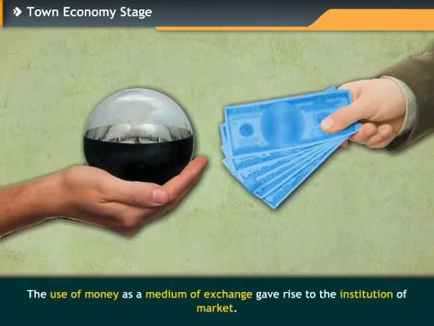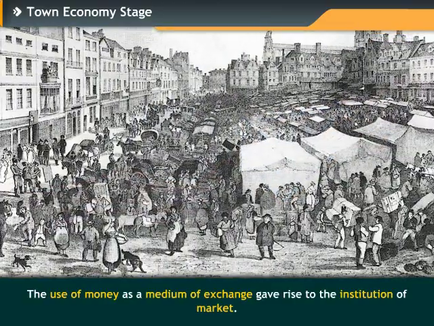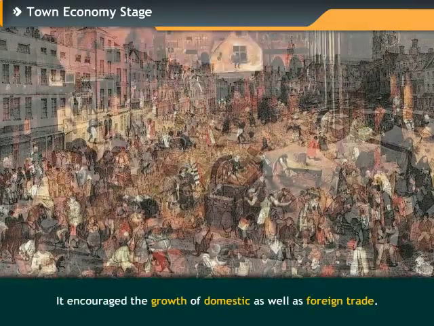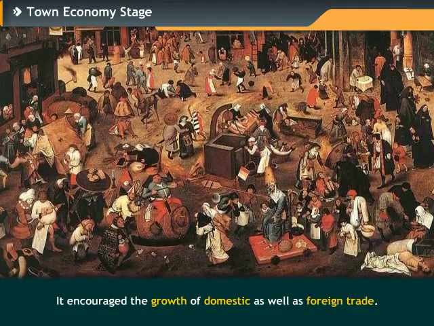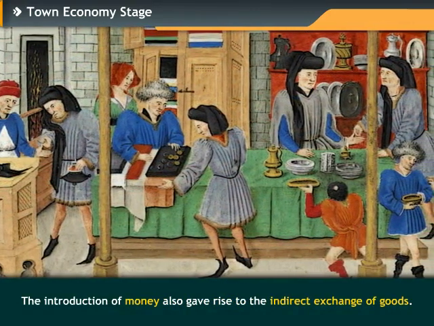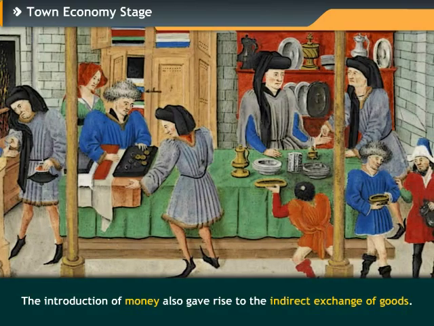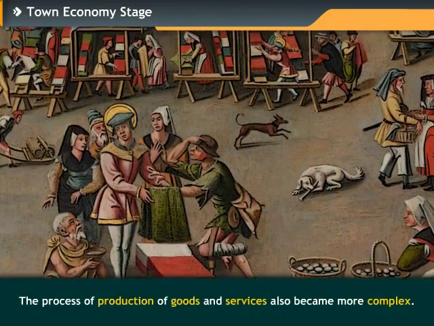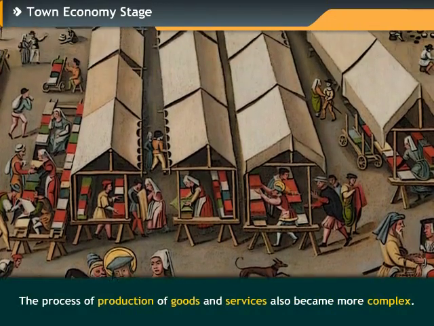The use of money as a medium of exchange gave rise to the institution of market. It encouraged the growth of domestic as well as foreign trade. The introduction of money also gave rise to the indirect exchange of goods. The process of production of goods and services also became more complex.